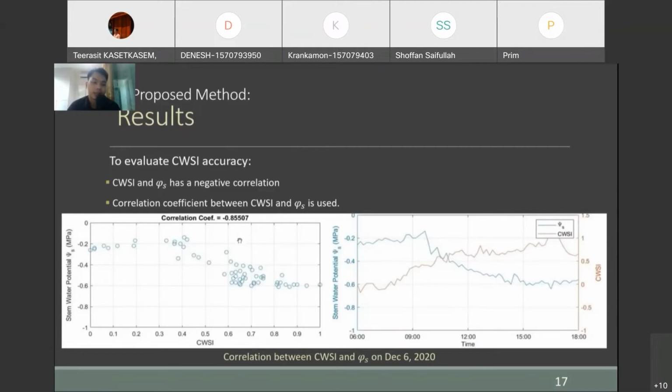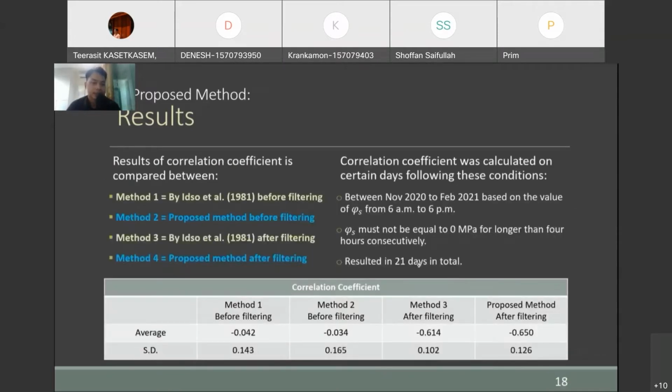And it shows that the correlation on this day is equal to negative 0.85. And this result is found during 6 a.m. to 6 p.m. And then we try to compare results from 4 different methods. And this correlation coefficient was calculated only on certain days following the condition.